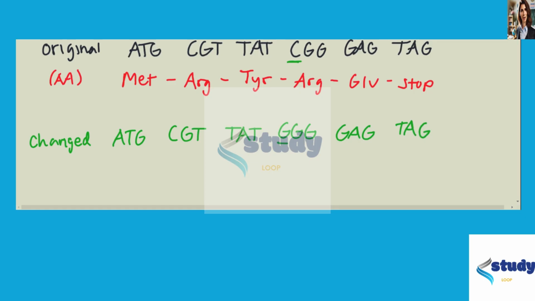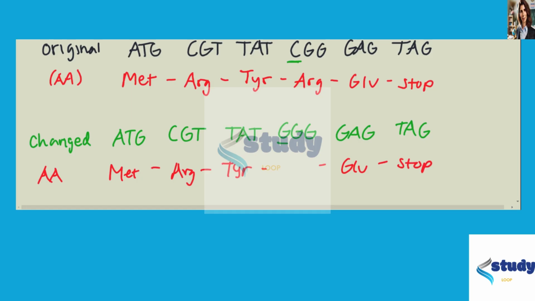Now, as always, the sequence doesn't change, therefore the amino acids should stay the same. So we have a methionine, an arginine, a tyrosine. We'll skip this one here. We'll have a glutamic acid and a stop codon.